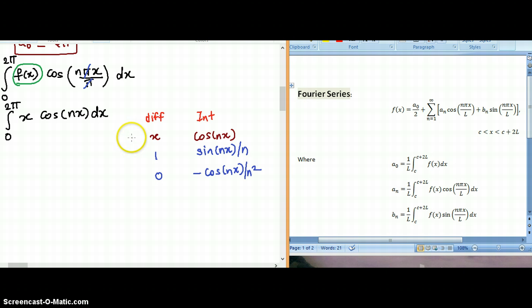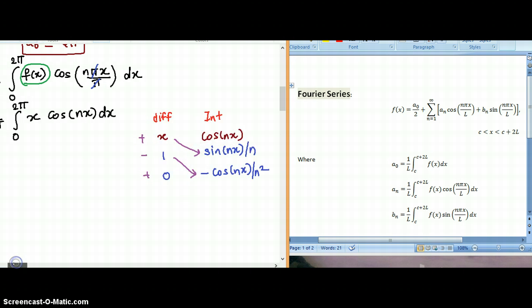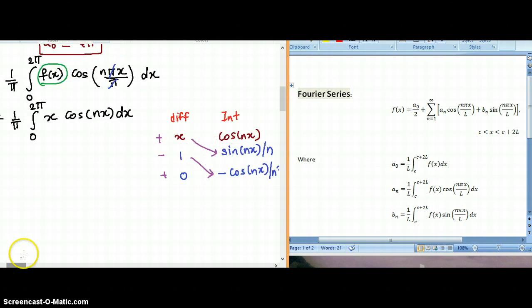Integration of sin is minus cos nx divide n square. So you know this rule, right? Make the signs plus, minus and plus, and then cross multiply. As there are two arrows, this integral will consist of two values. So it is 1 over pi, x sin nx divide n, minus minus becomes plus, cos of nx divide n square, from 0 to 2 pi.